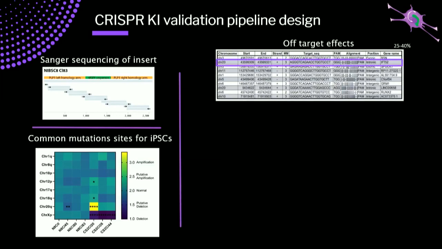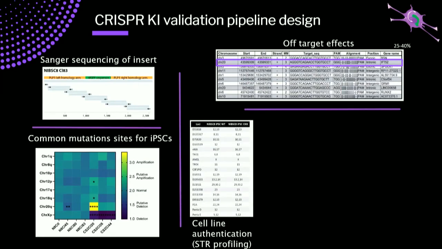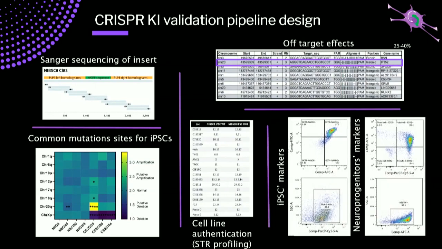And then we screened the off-target effects, we sequenced them. In the case of PLP, we found that we hit one of the off-target sites with a 25 to 40% penetrance. And then we did STR profiling to authenticate the cell line. And then we did flow cytometry to check the pluripotency of the clones, as well as the neural induction potential.